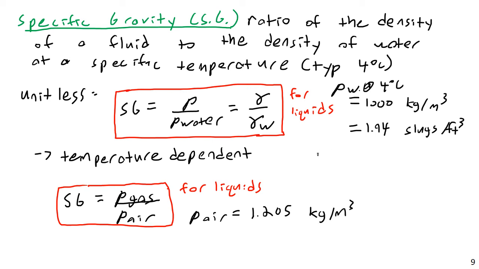And finally for liquids, an interesting thing to be aware of: if the specific gravity of something is greater than 1, it sinks in water, and less than or equal to 1 floats in water. If it's exactly equal to 1, it's neutrally buoyant.